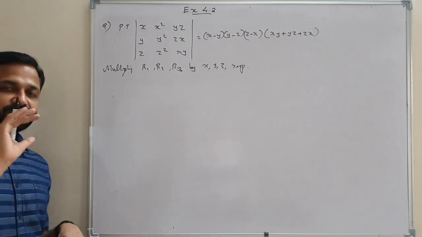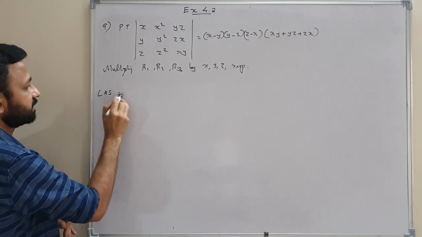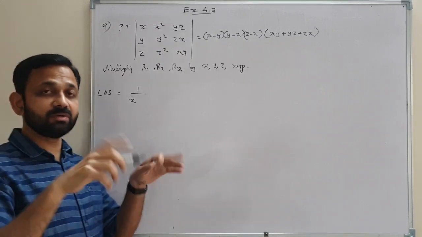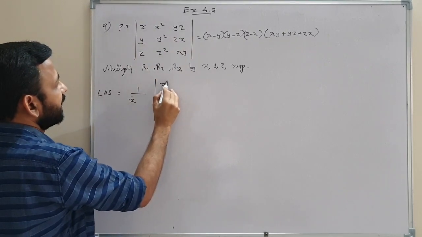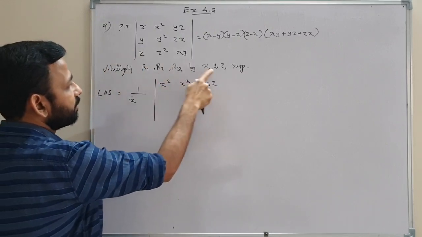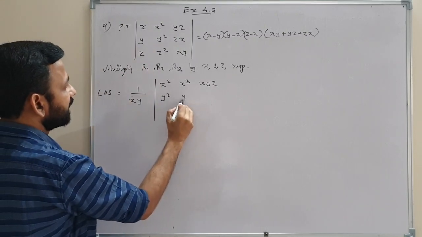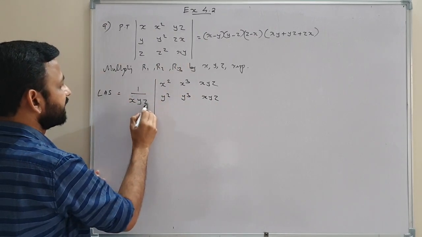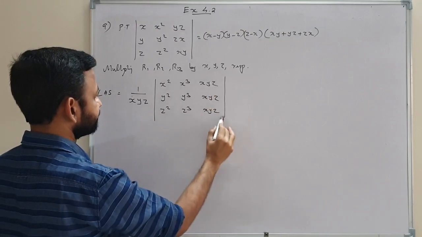When we multiply R1 by x, we have to keep x in the denominator, otherwise the value of the determinant will change. So LHS equals the determinant with R1 as x square, x cube, xyz; multiplying R2 by y, keep y in the denominator: y square, y cube, xyz; multiply R3 by z, keep z in the denominator: z square, z cube, xyz.